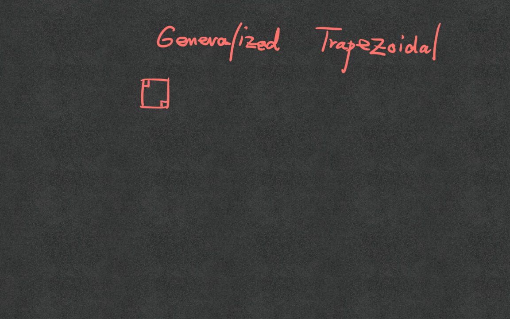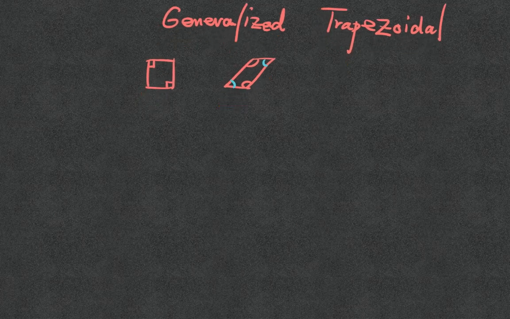Okay, so a square looks like this, okay? A trapezoid is actually pretty close to this, except that this angle and this angle have to be equal to each other, but they no longer need to be all 90 degrees, okay? So you just have two pairs. Does that make sense?